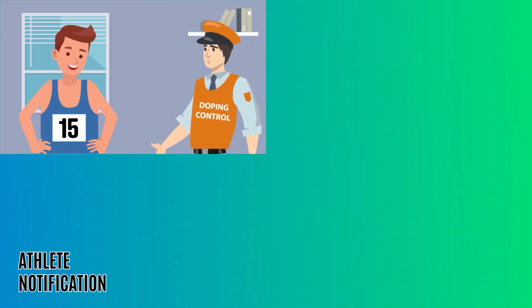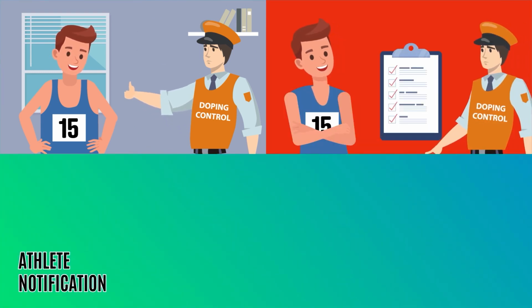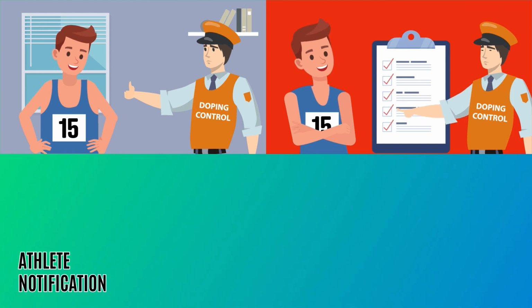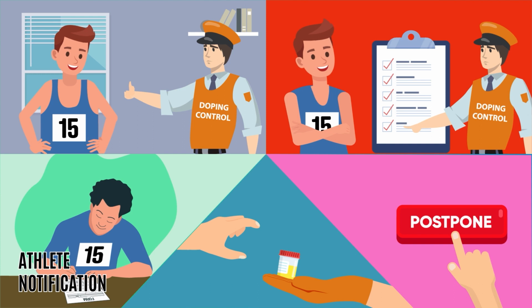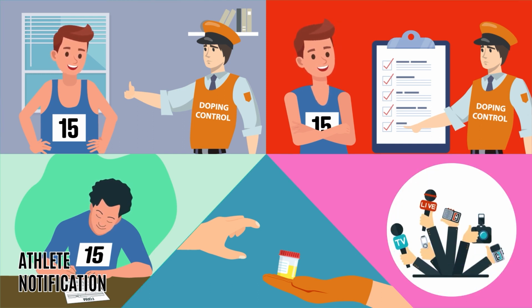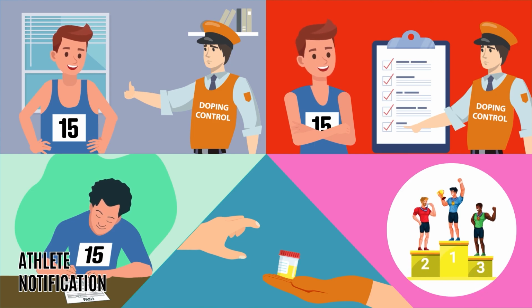The athlete will be notified of their selection by the doping control officer. After meeting, the athlete's rights and duties will be explained. The athlete will be asked to complete a doping control form. He must report to the doping control station to provide a sample. Athletes can postpone reporting under specific conditions, such as medical treatment, press briefings, and medal ceremonies.